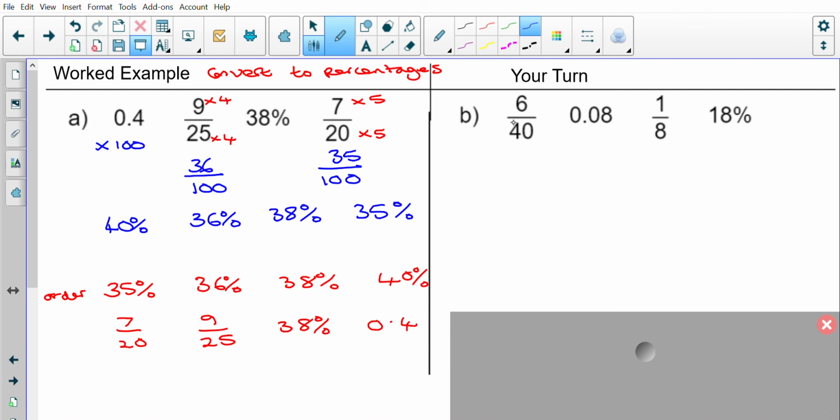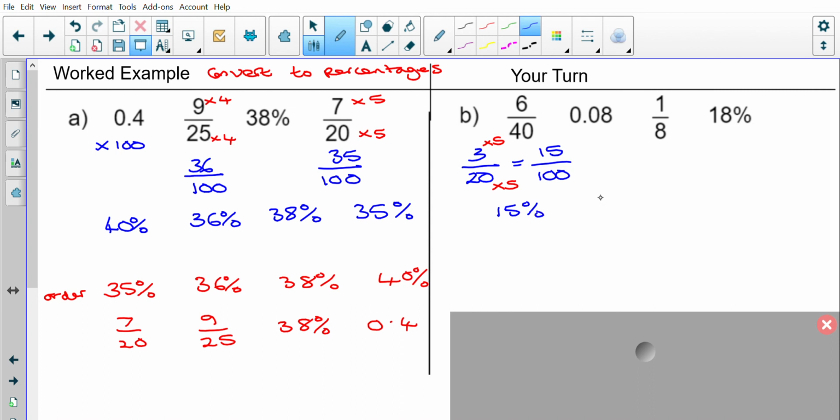But what we could do is we could divide the 40 by 2 and put that as a fraction over 20, and then we divide the 6 by 2, so that gives me 3 over 20, and then we can go to 100 from there, because we know that actually to get from 20 to 100 we can times by 5. So that one we've had to do in a couple of steps, and 3 times 5 is 15, so 6 over 40 is 15%.